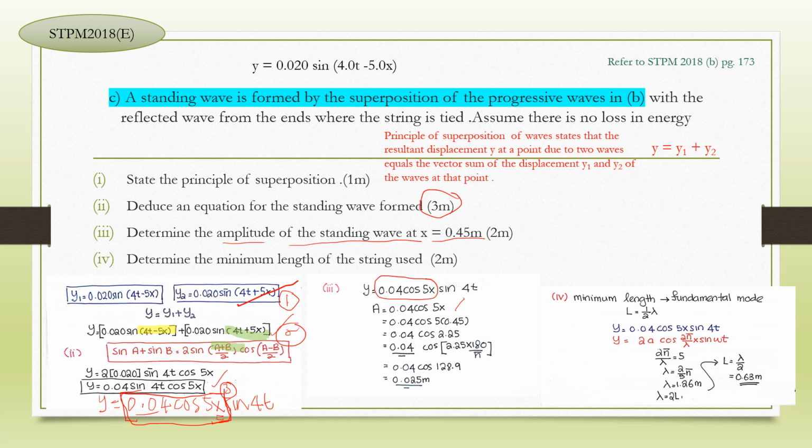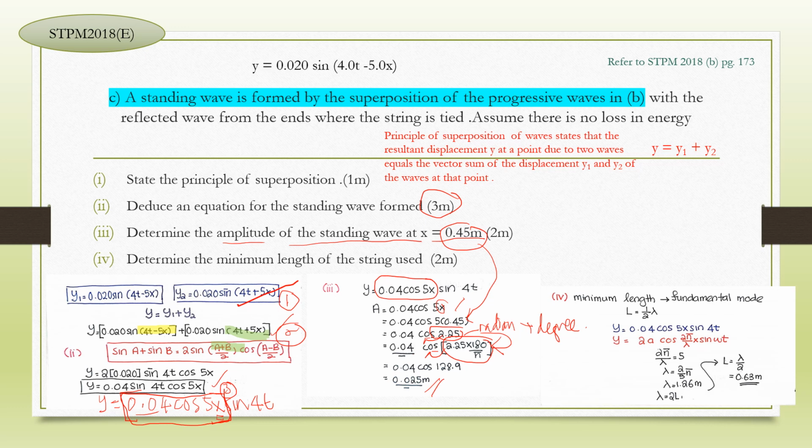So I took the amplitude, 0.04 cos 5x, then I substitute x with 0.45. Then 5 times 0.45 is 2.25. Now when you get this, you cannot straight go and use the function of cos. This is in radian. You have to convert it to degree. Once I've converted, I solve this, then only I can use the function cos. Then I multiply with this, and I get my answer 0.025. So be careful with this. This is something you should know.